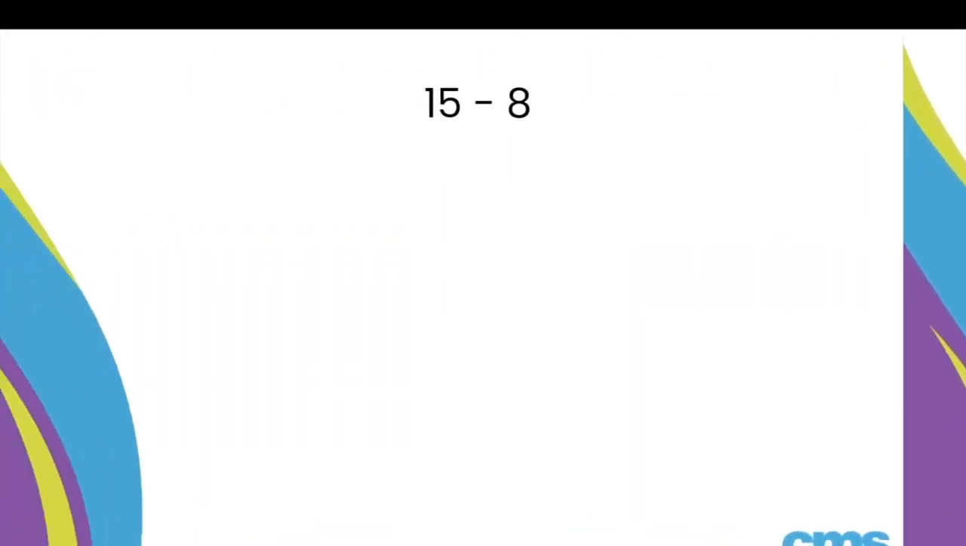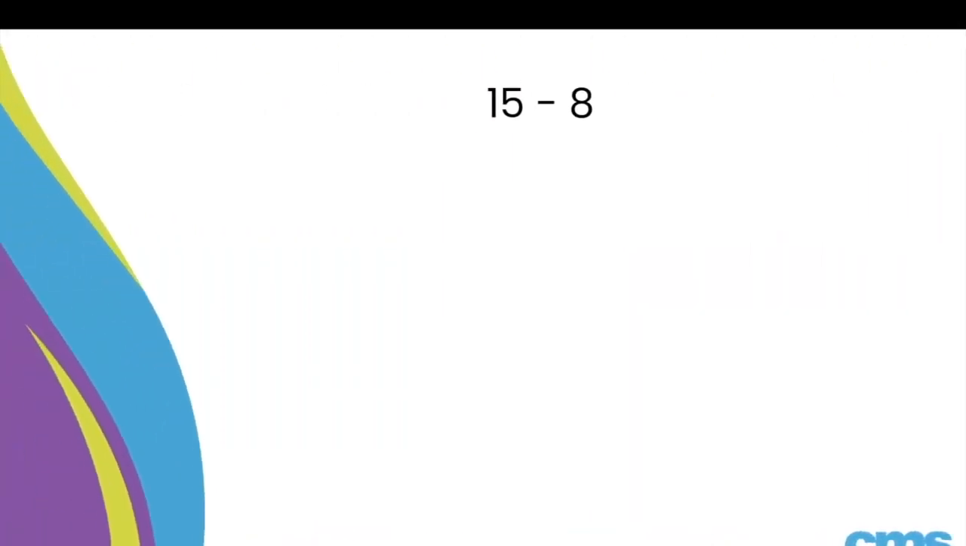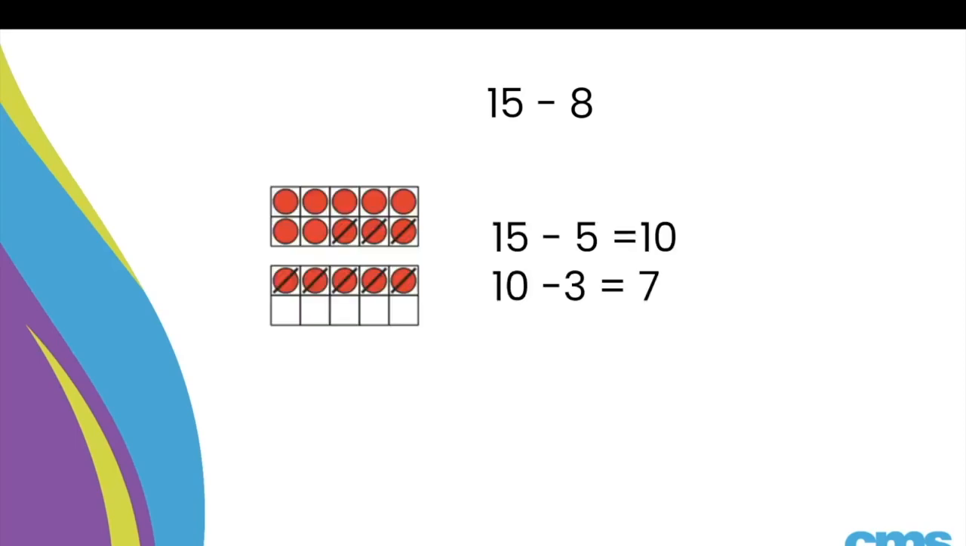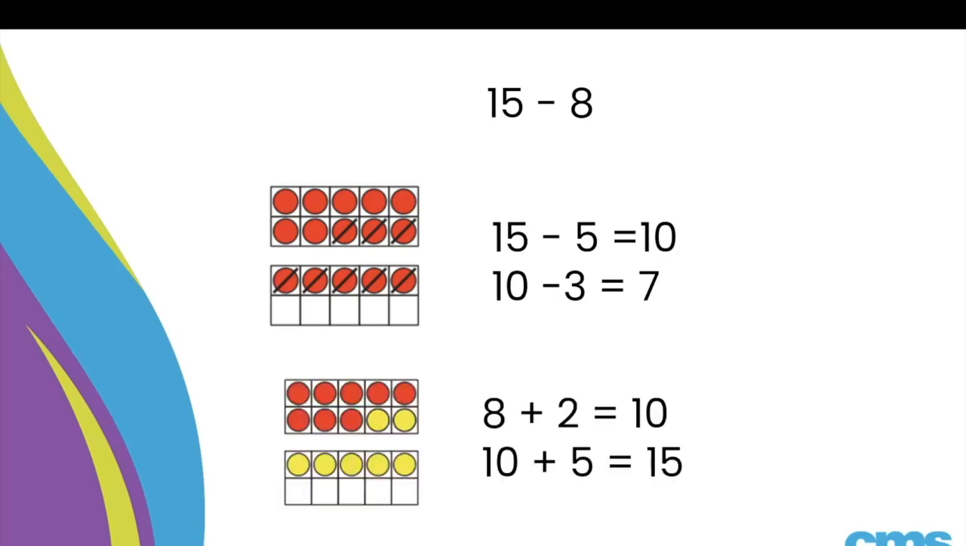Students also subtract within 20. They use the relationship between addition and subtraction in their understanding of usefulness of a 10. For example, given 15 minus 8, students may take away 5 to get to 10 and then take away another 3 to find the difference of 7. They may also start with 8 and count on to get 10 and then add another 5 to reach 15. They see that the difference is 7.